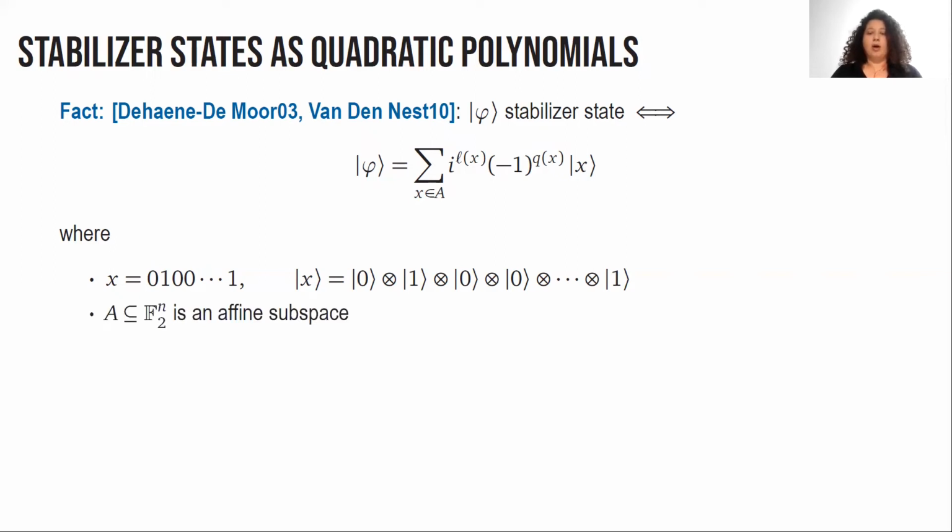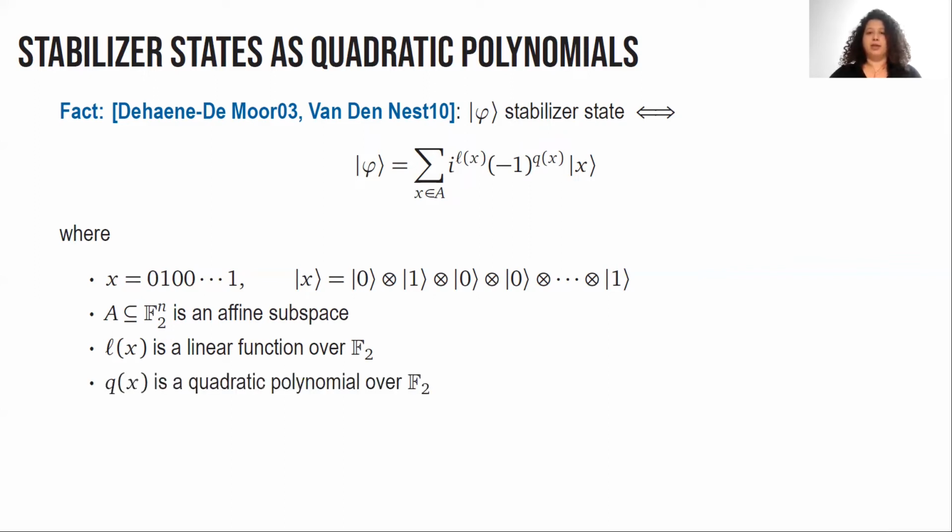So it is supported on only indices corresponding to some affine subspace of F2 to the n. So we allow the non-zero coefficients to be only for vectors that are in some affine subspace A. And the coefficients themselves are of the form i to the L times minus 1 to the Q, where L is a linear function over F2, and Q is a quadratic function over F2.